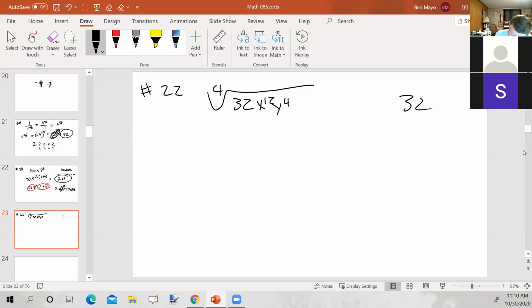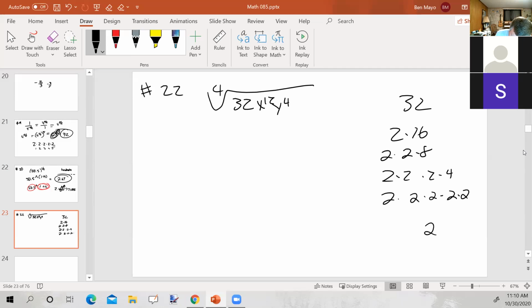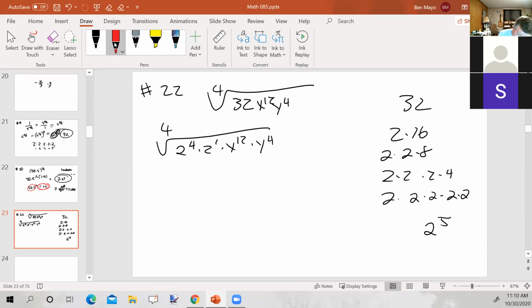So all I really need to deal with is the 32, which is 2 times 16, 2 times 2 times 8, 2 times 2 times 2 times 4, 2 times 2 times 2 times 2 times 2, 2 to the 5th power, which I'm going to write like this: 2 to the 4th times 2 to the 1 times x to the 12th times y to the 4th. So that's going to go out nice, that's going to go out nice, that's going to go out nice.